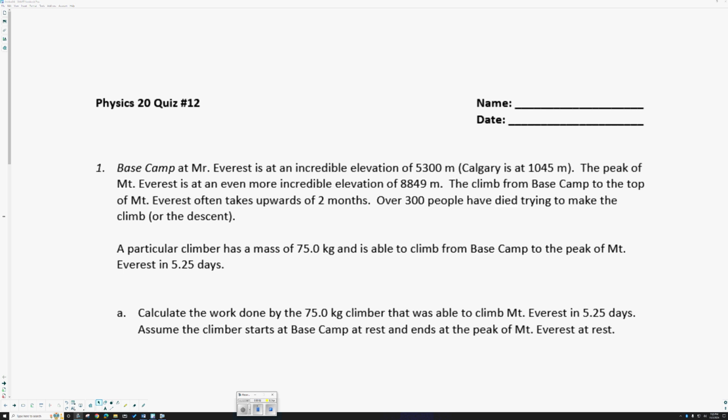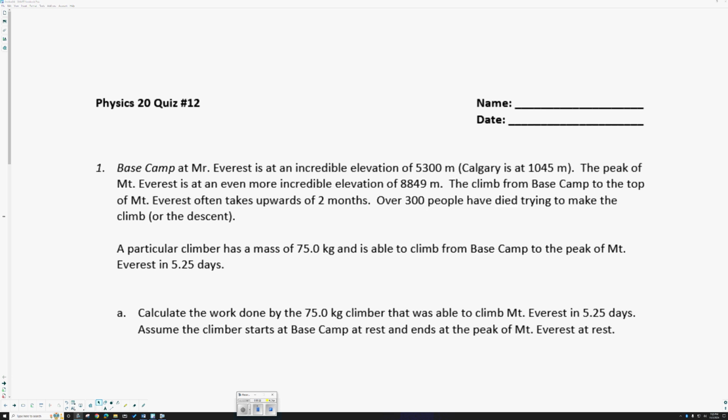Now let's have a look at real quiz number 12. Question number 1 talks about scaling Mount Everest. Base camp at Mount Everest is an incredible elevation of 5,300 meters, which is about 4 kilometers higher than we are above sea level. The peak is even higher at about 8.8 kilometers above sea level.